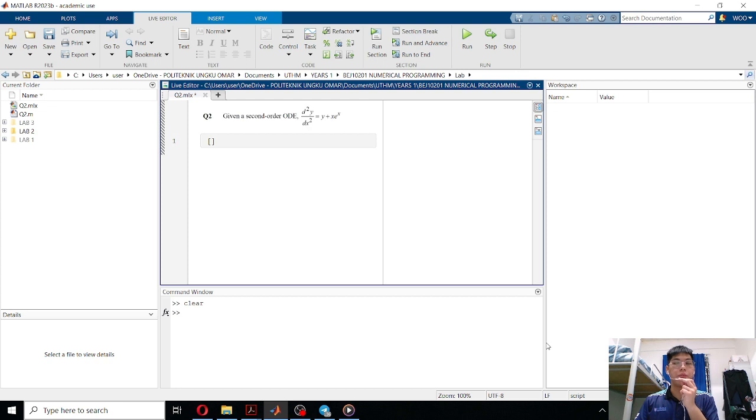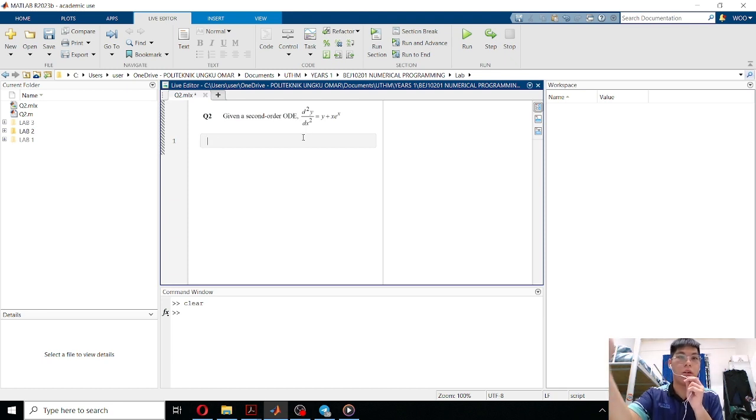Now I will explain the simulation part. Our question is given a second order ODE, d squared y over dx squared equal to y plus x exponential power of x. And we are using the simulation of MATLAB to solve this equation, to find the value of the Wronskian, which is part C.